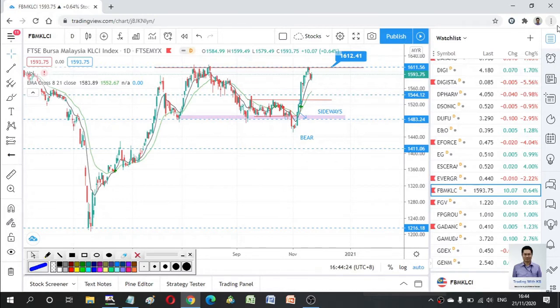Last week I spoke about a few stocks. Before we start talking about a new topic, let's recap, revise and see what happened to the stocks that we discussed last week, and see whether we need to add anything to our previous analysis. Before we start looking into the stocks, we need to check out the KLCI.